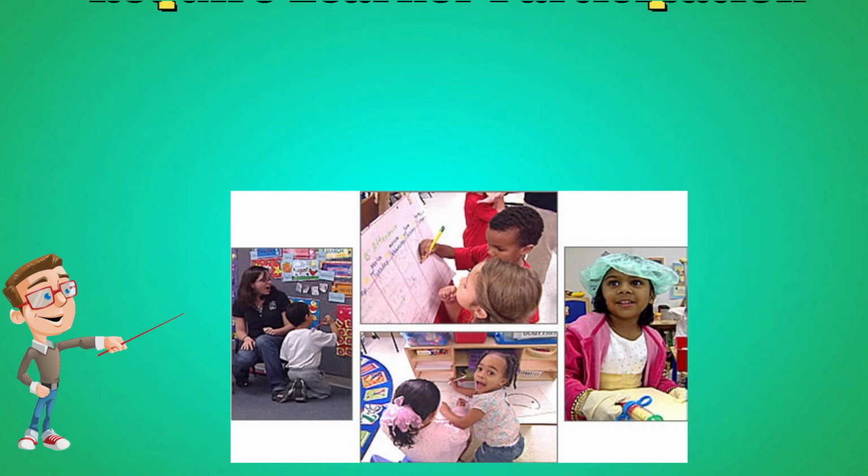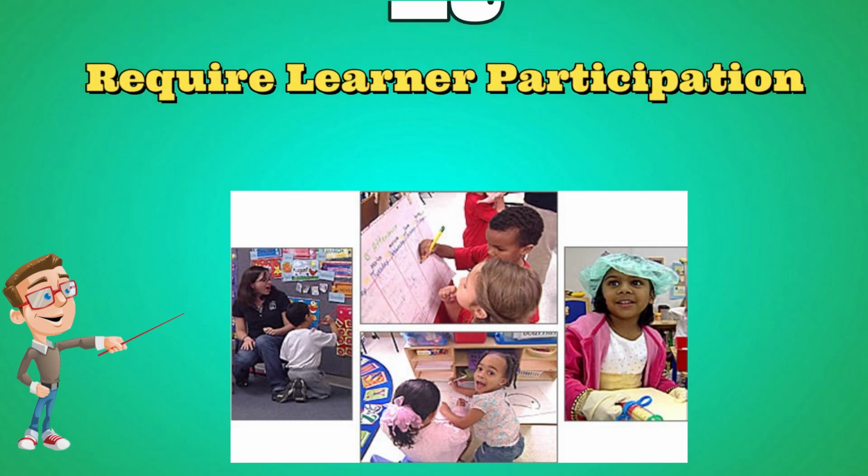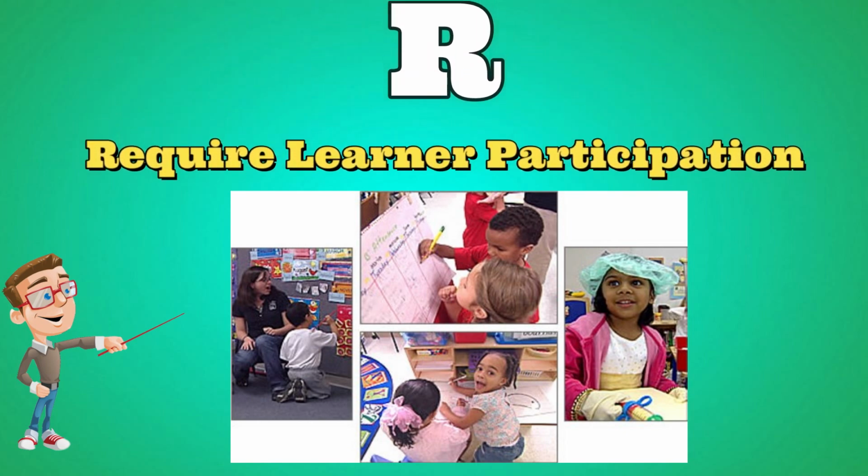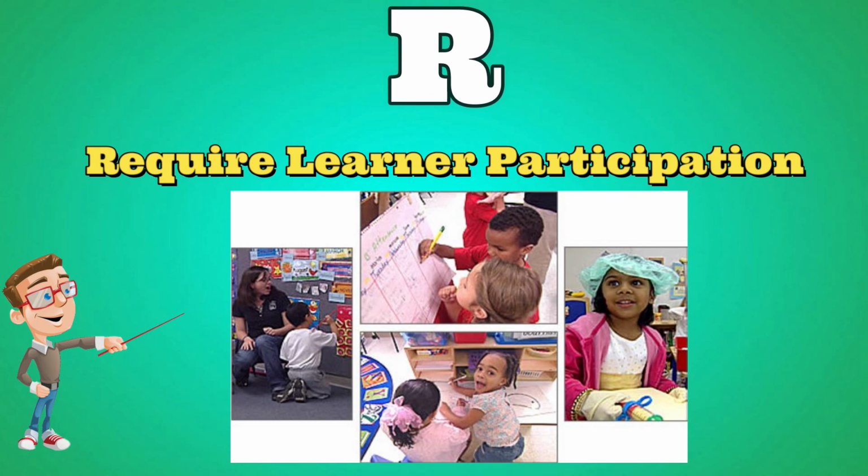Then R, for require learner participation. Remember, students learn best when they are actively involved in the learning. The passive learner has more trouble learning whatever we try to pour into her brain. Whatever your teaching strategy, you can incorporate questions and answers, discussions, group work, hands-on activities, and other ways of getting students actively involved in the learning of the content.